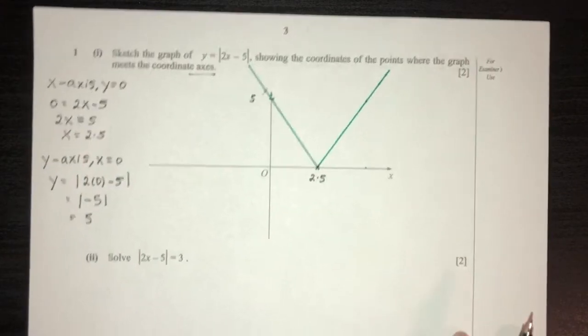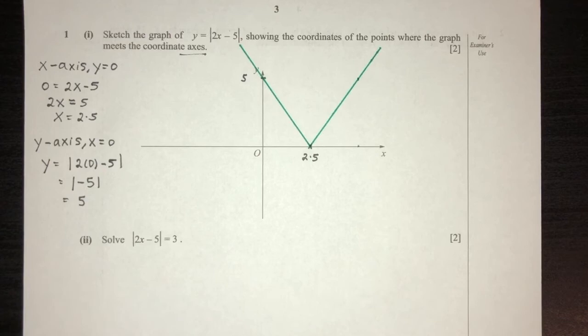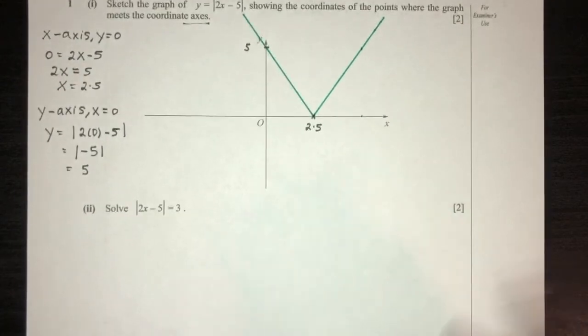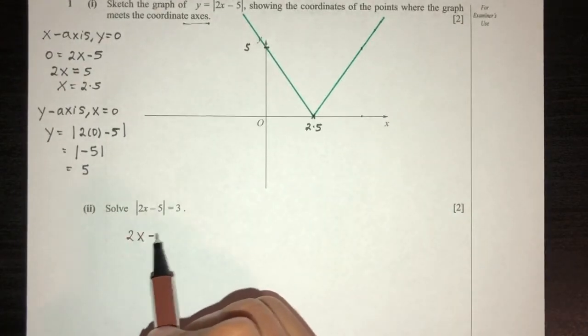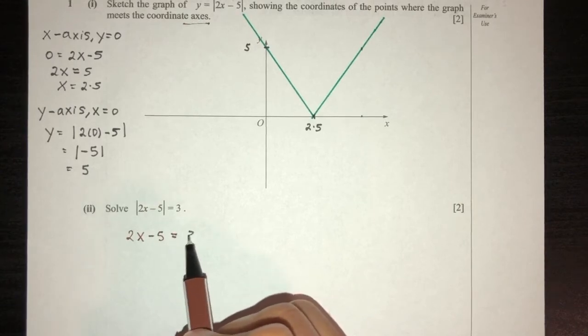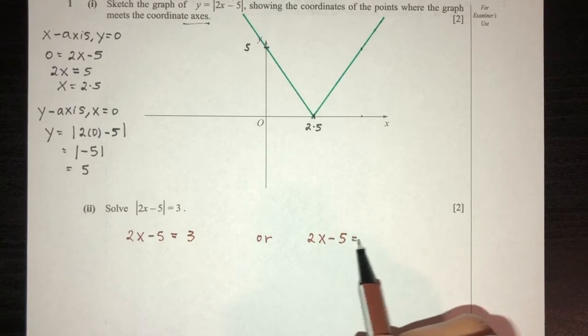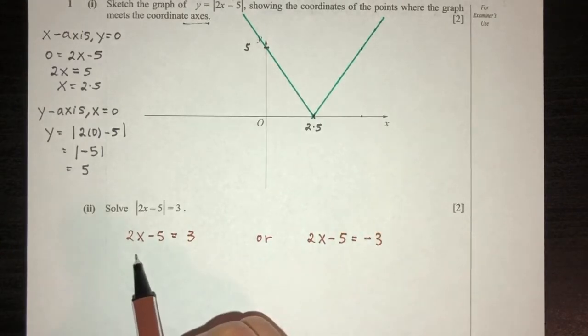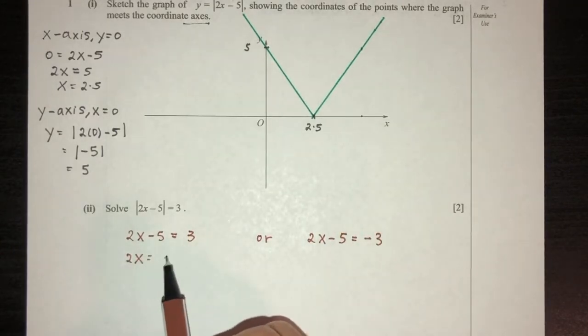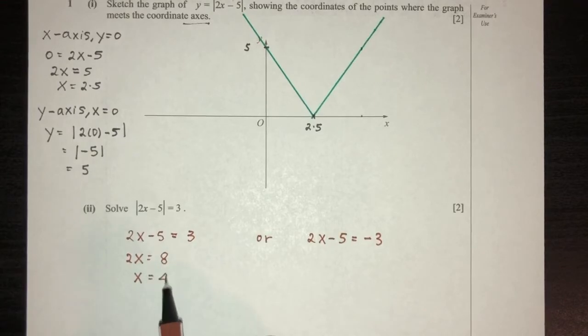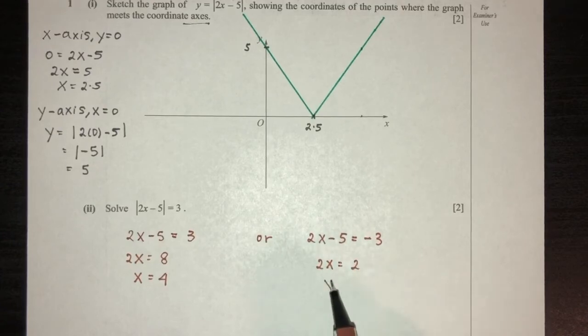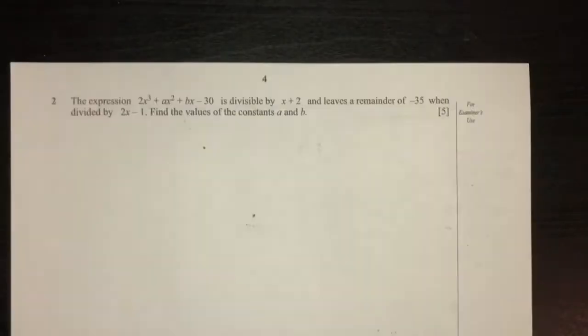That is part 1. Now for part 2, solve this equation. So how would you solve this? Step by step. We have 2x minus 5 equal to plus 3, or 2x minus 5 is equal to minus 3. So 2x is equal to 8, x is equal to 4. Or 2x is equal to 2, x is equal to 1. So you have two values of x, 1 and 4. That is your question number 1.